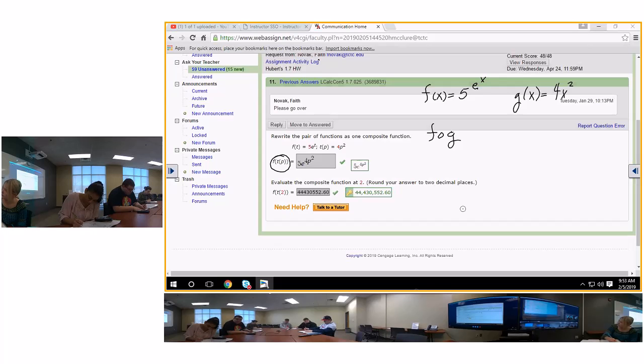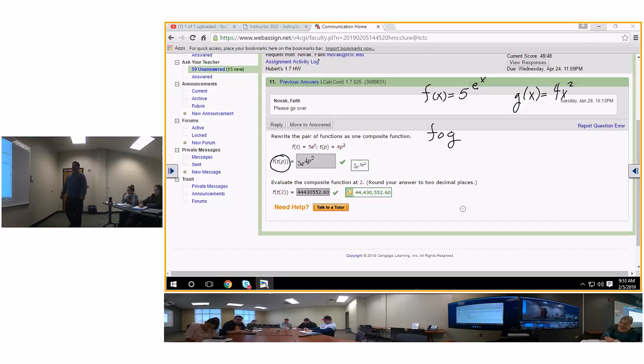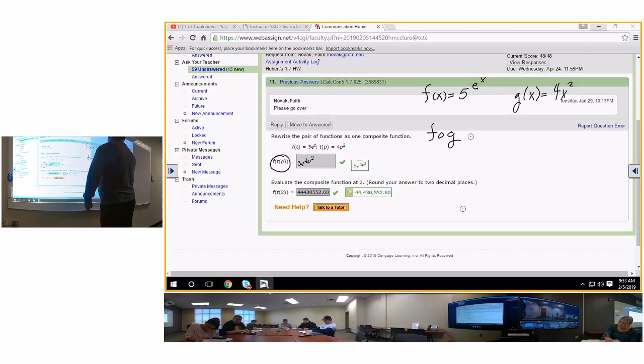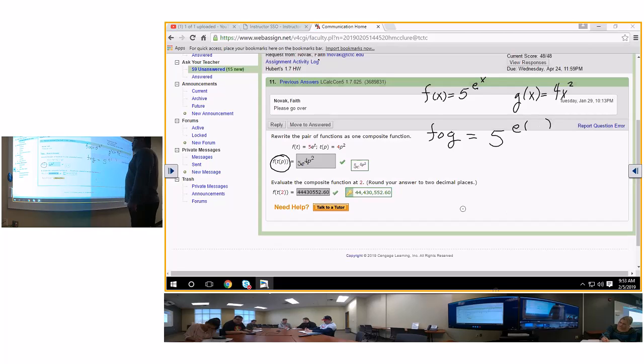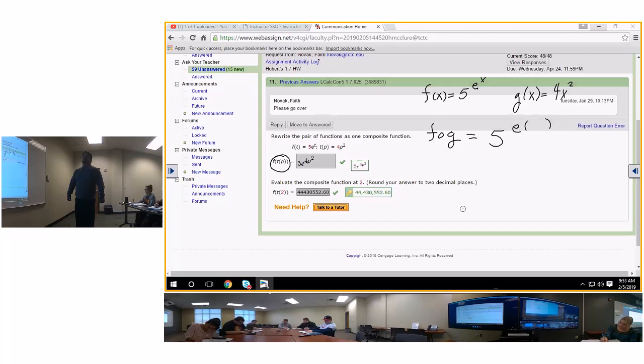So you're going to rewrite F with a big set of what? Parentheses. So 5e to the what? Parentheses. And then what are you going to plug in it? 4x.